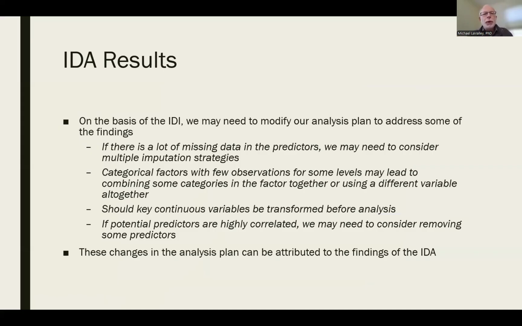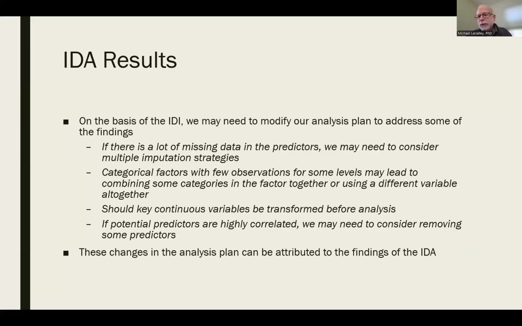So the whole point of doing the IDA is to make everyone familiar with the data. On the basis of that, we may modify the initial AIP or analysis plan to account for some of the things we found in the initial data analysis. So if there's a lot of missing data, we may have to consider imputation strategies. If we find categorical factors with very few levels, we may have to think about combining categories. And should we transform variables before we launch into the full scale analysis? And also, should we remove some?